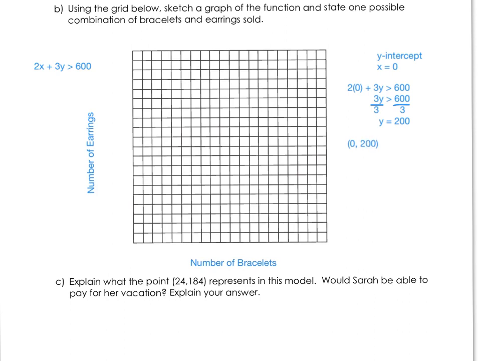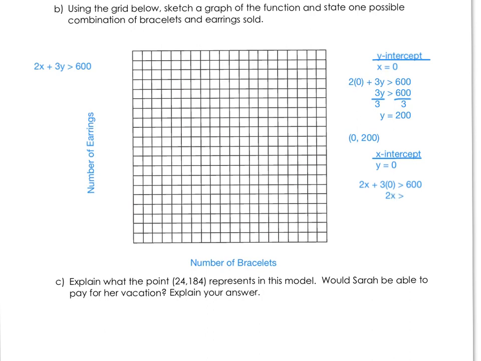Now I'm going to do the same thing for my x-intercept. I have my y-intercept, now I need the x-intercept. So similar to what we did before, for the x-intercept, that means that the y value is going to be equal to 0. So filling in that same thing, the x-intercept, the y value equals 0. So now I plugged in the 3 times 0 for the y value to equal 0. So I'm left with 2x on the left side is greater than 600.